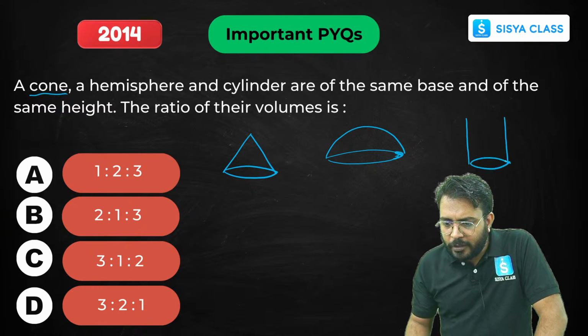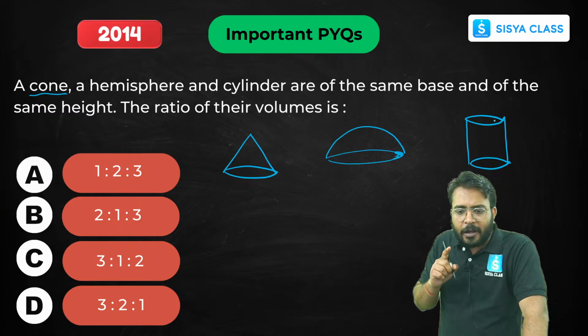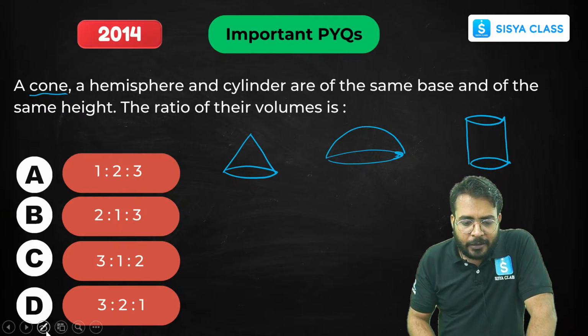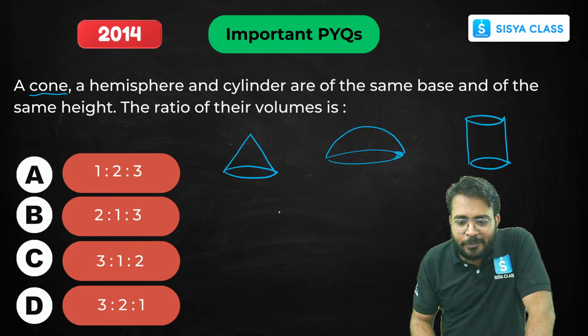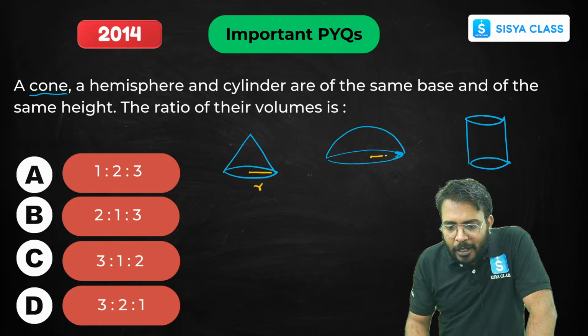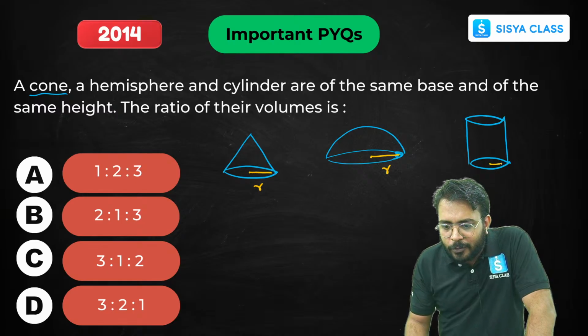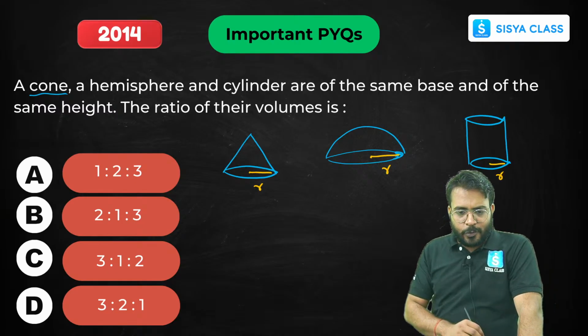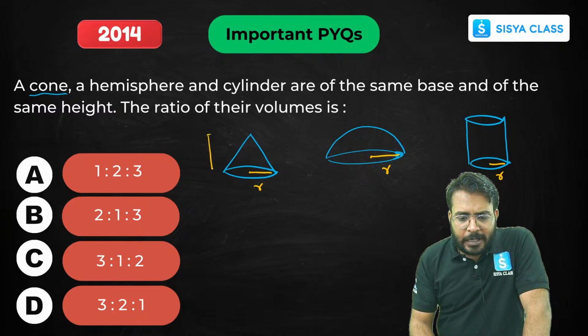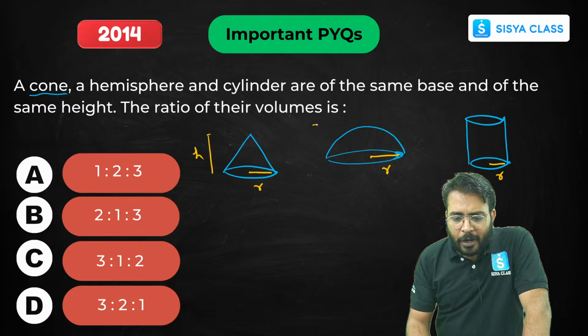What are they saying? They are saying that the area of the base is the same. That means the base is the same. Base is the same means the radius is the same. For this the radius is r. For this also the radius is r. For this also the radius is r. Understood my point? And of the same height. So if the height is h, here also the height is h, here also the height is h.